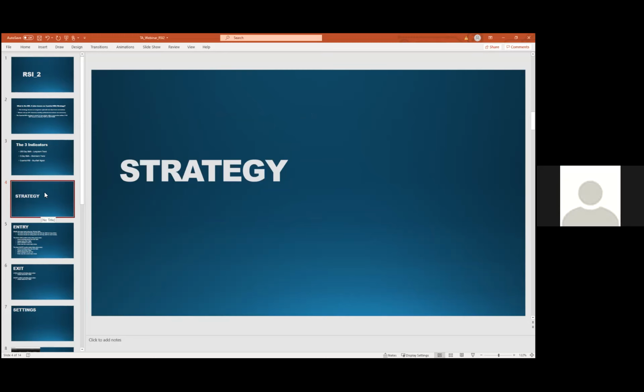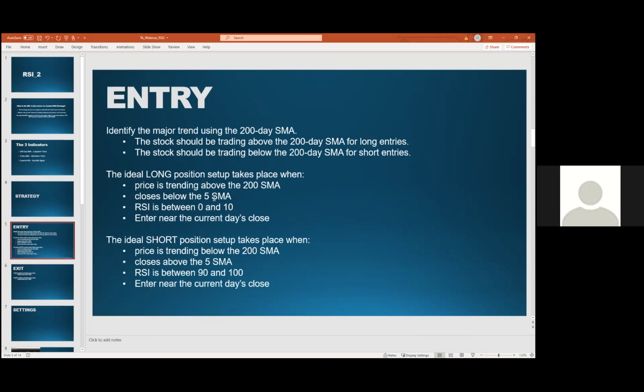So now as far as the strategy goes, the entry. First thing you want to see is basically what is the trend of the stock currently. Is it in an uptrend or in a downtrend? Now that uptrend or downtrend is indicated by whether the stock is trading above the 200-day SMA or below it. So if the stock is trading above, that would be a position for calls. And if the stock is trading below the 200-day SMA, then you want to look at that for puts.